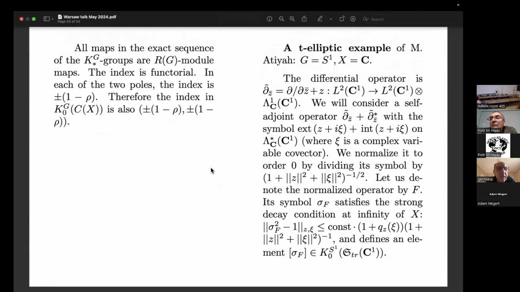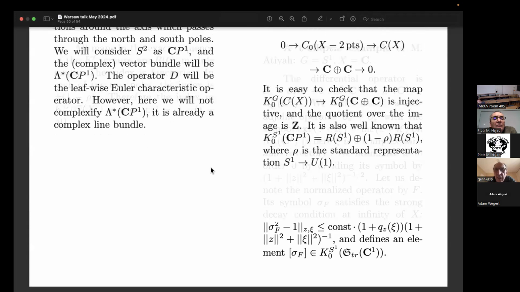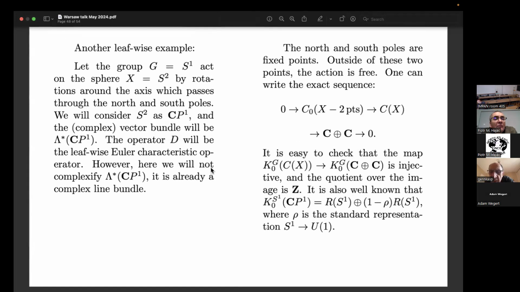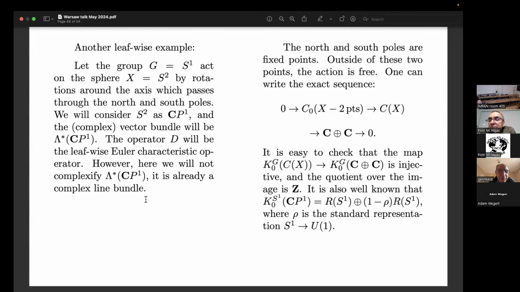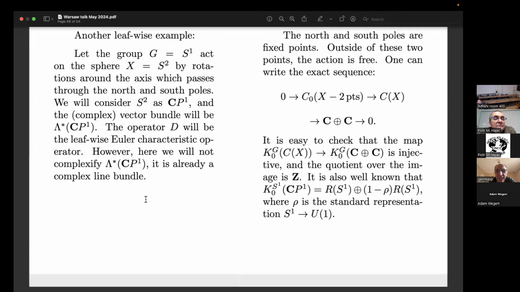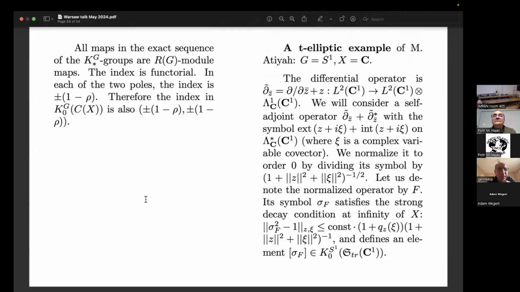You wrote on the previous page that lambda star of CP1 is a complex line bundle, which means that... No, not lambda. The tangent bundle is a line bundle. Sorry. Okay, so the tangent bundle of CP1 is a line bundle. Yeah. No, lambda star is the exterior bundle, a complex vector bundle. Sorry, too many errors.